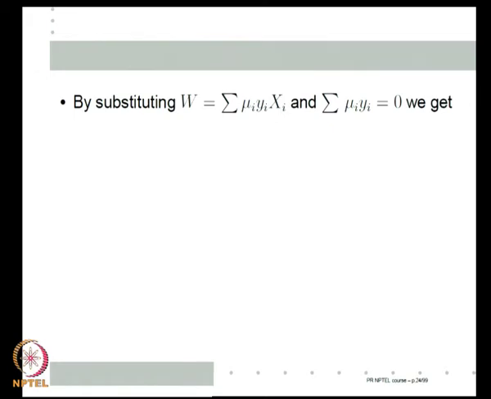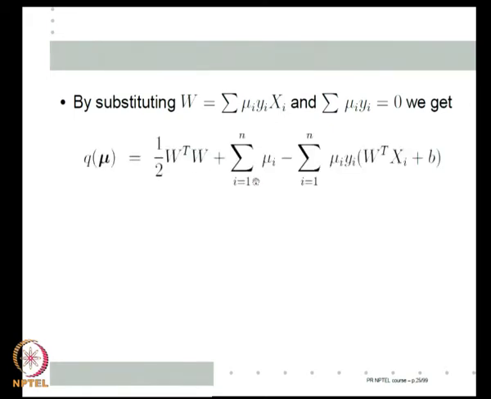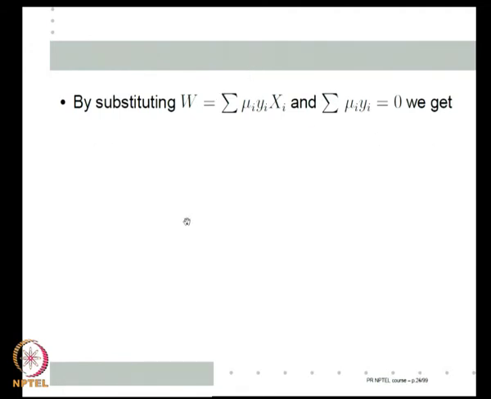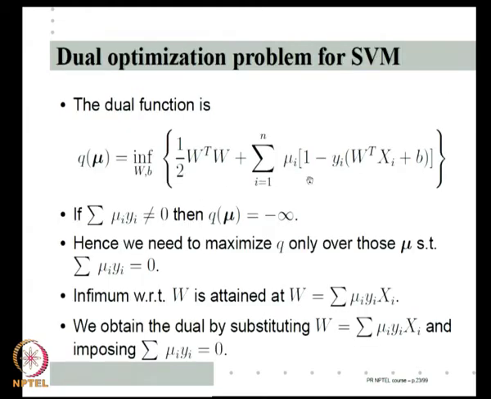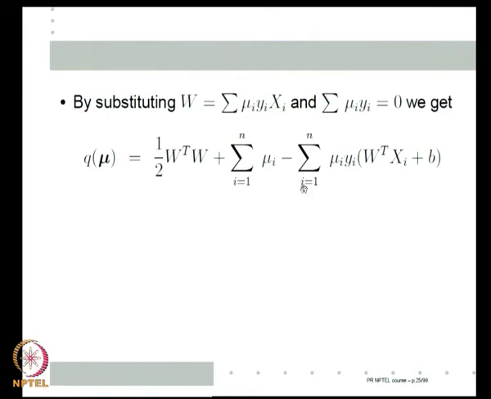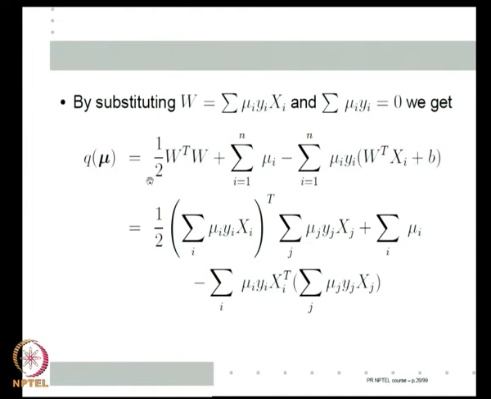This is what you have to do: substitute w equal to this in q(mu). I am taking away the infimum because I know what to do for it; I just have to do these substitutions. My q(mu) is half w transpose w plus summation mu_i times 1 minus this, and the second term is mu_i y_i (w transpose x_i plus b). So, the term mu_i y_i b will go to 0 because I have to put summation mu_i y_i equal to 0. I have to put w as summation mu_i y_i x_i, so this w is summation mu_i y_i x_i whole transpose. Once again, i is a dummy index.